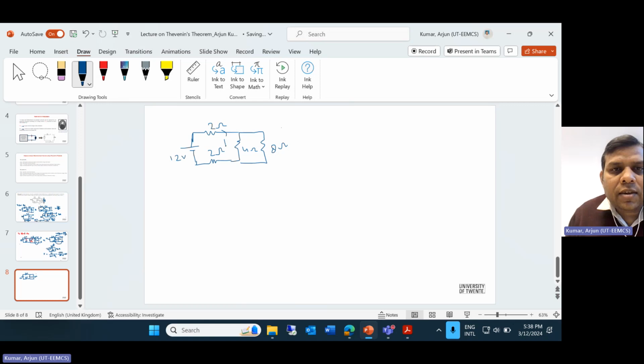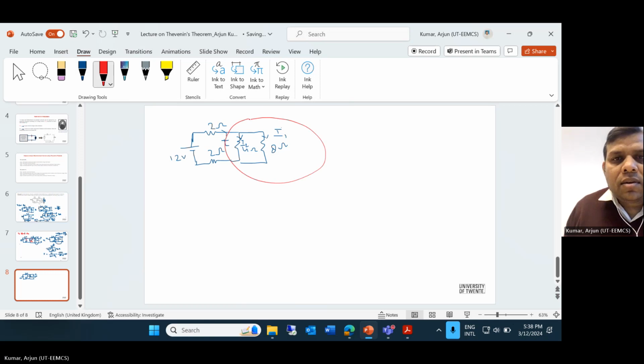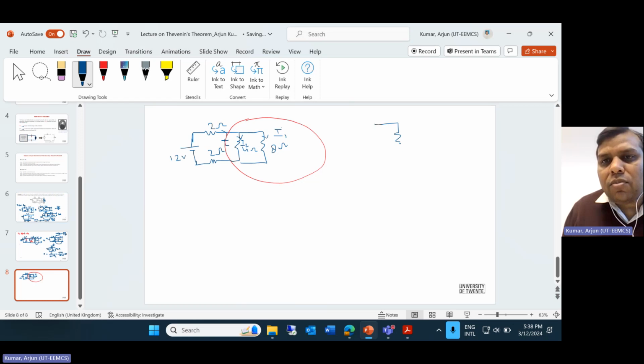The current here is I. This current going here is I2, and the current here is I1. So if we apply the current division rule in this section, we can determine the current I1 because we know the total current I. So what does the current division rule say? If we have a parallel combination of 2 resistances, the total current goes here, this current is I1, and this current is I2.